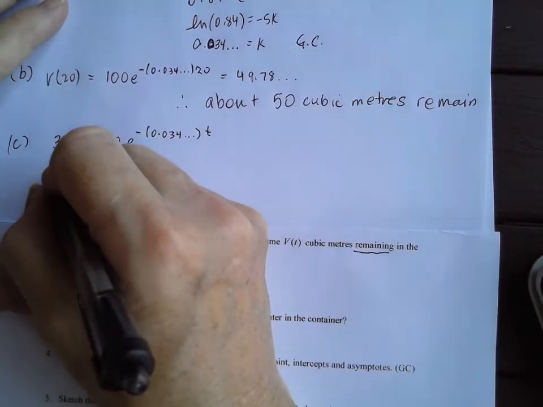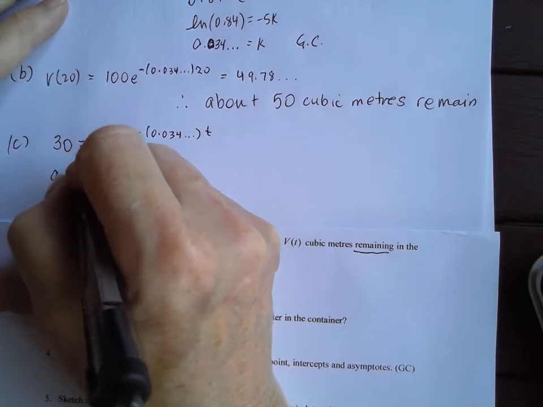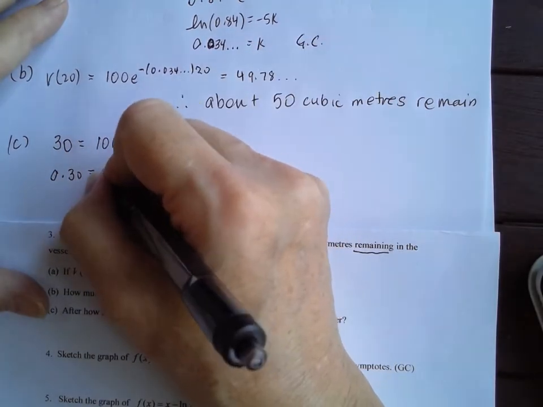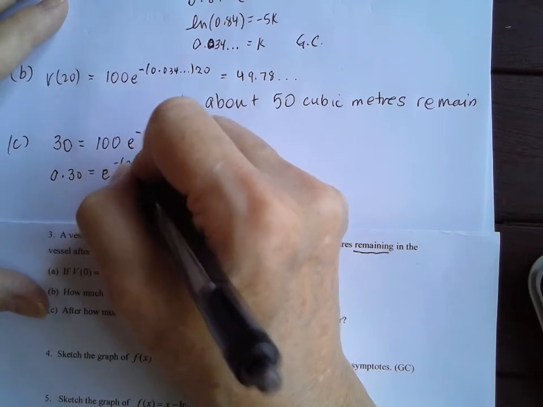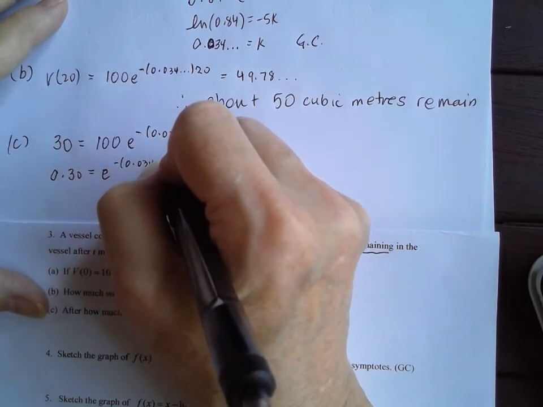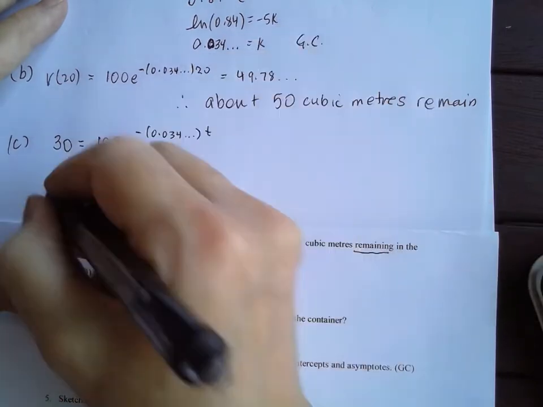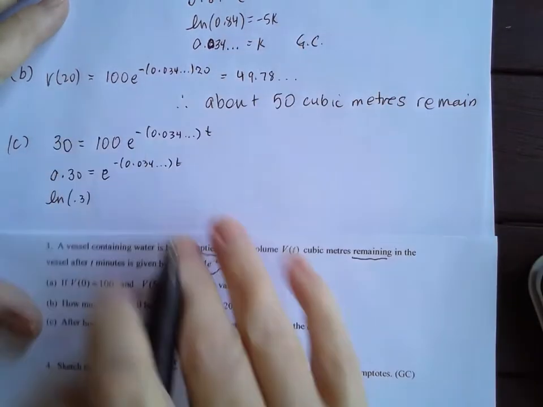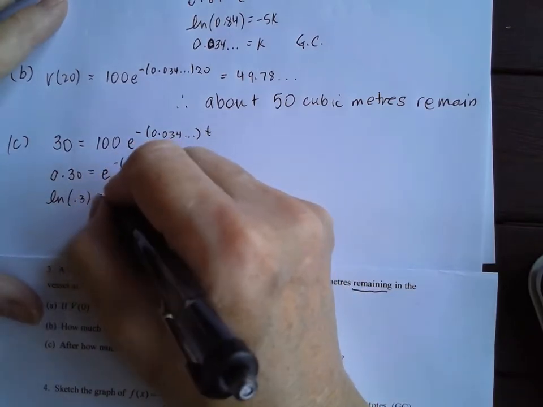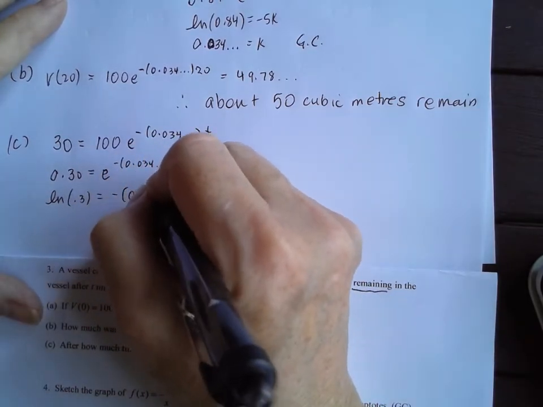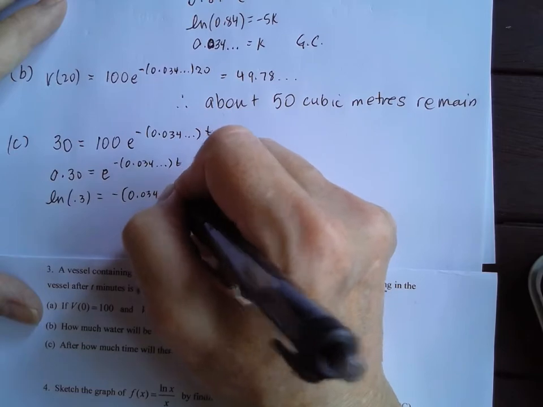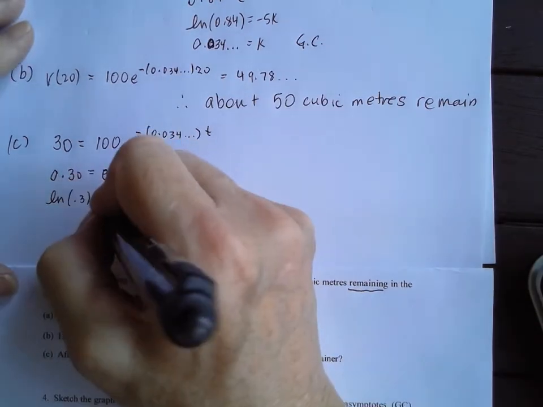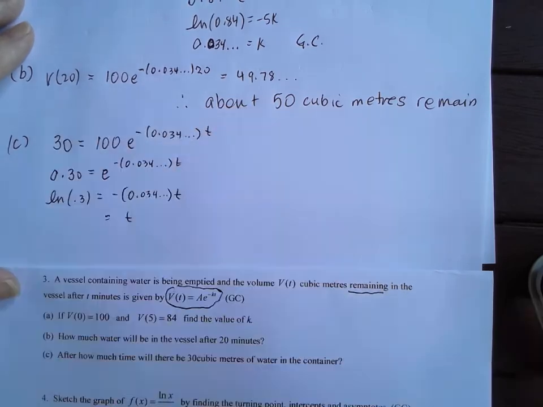Pretty easy to solve right now to go 0.30 when I divide by 100. And I get my e to the negative 0.034... t, now I'm going to use ln, so I have ln of 0.3 equals negative 0.034... t. And so t, am I off the screen? No, I'm good. Is this division here. So I'm going to do that.